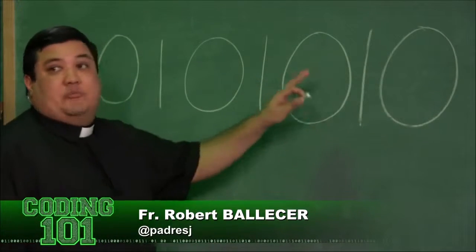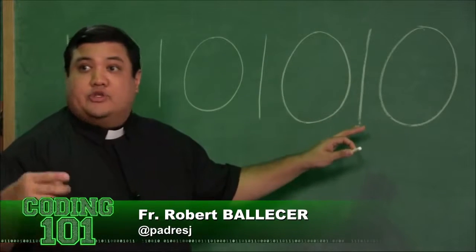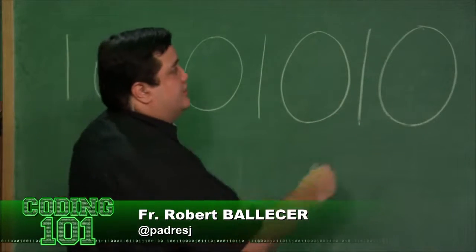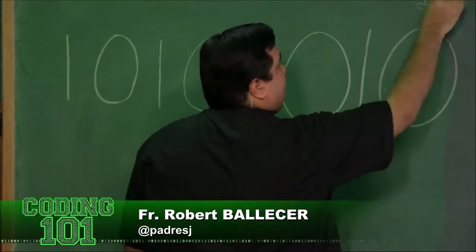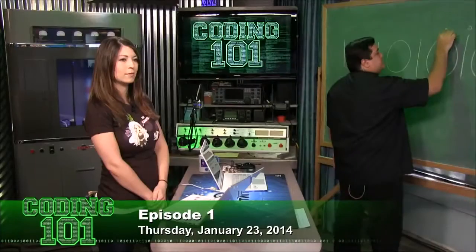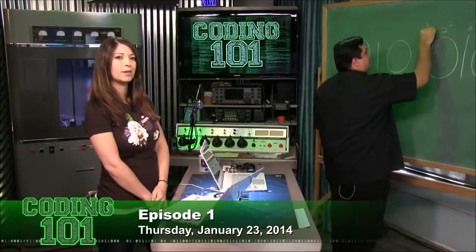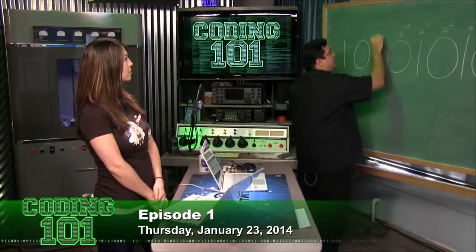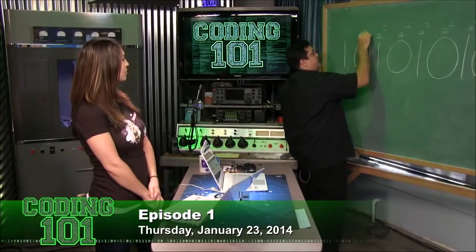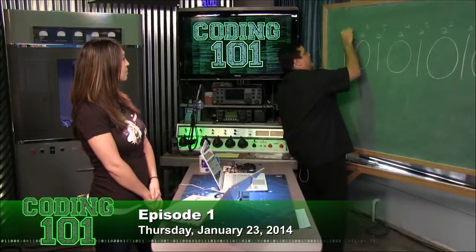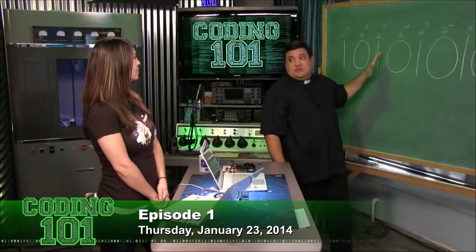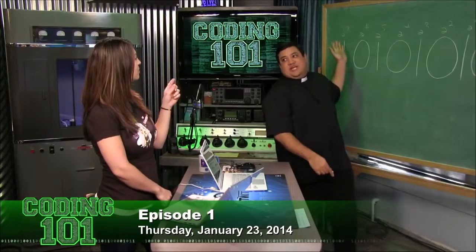Each of these is a position. Again, as I mentioned before, 2 to the power of that position. So this would be 2 to the power of 0, 2 to the power of 1, 2 to the power of 2, 2 to the power of 3, 2 to the power of 4, 2 to the power of 5, 2 to the power of 6, and 2 to the power of 7. And back in math class, we know 2 to the power of 0 is 1. 2 to the power of 1 is 2, 4, 8, 16, 32, 64, 128. 128, the last value.